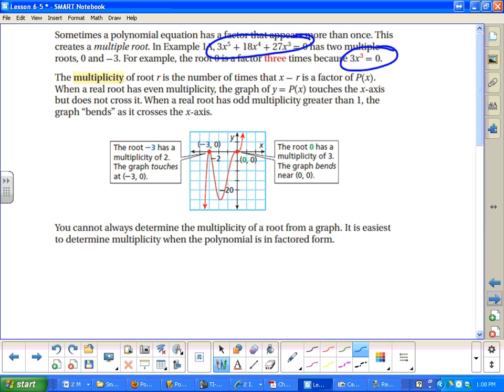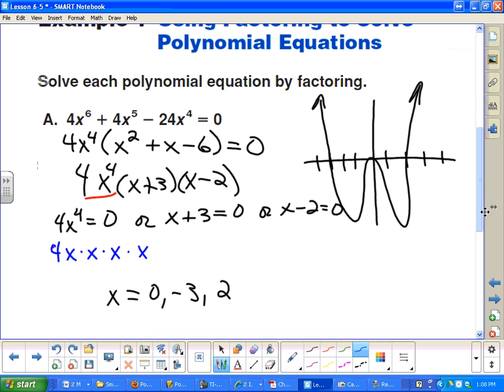So in this case here, we have 3 factors. We have a factor 4x to the fourth, which that factor of x occurs 4 times. Then we have the factor x plus 3, which occurs once, and the factor of x minus 2, which occurs once. So how many times a factor occurs is the degree of the factor.